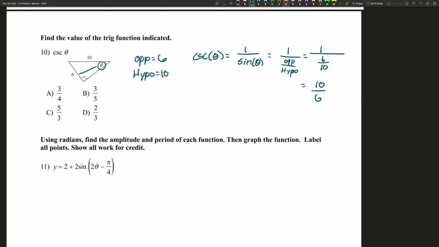You can either look at it the way I did this, which is probably a little bit trickier. I don't know why I did that. Cosecant is just the reciprocal of sine. So if sine is opposite over hypotenuse, cosecant is hypotenuse over opposite. So our answer is 10 over 6, which simplifies to 5/3. So C is our answer.